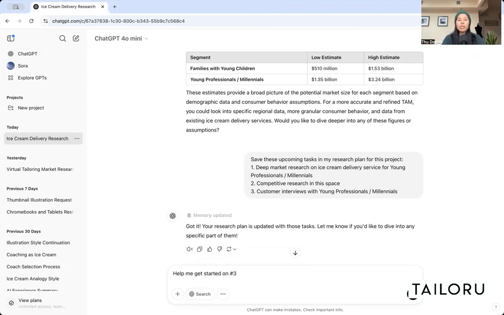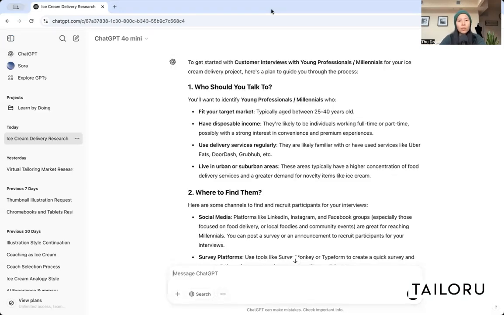So that is the beauty of saving the tasks in the order that we did, because we can refer back to it specifically. Who should I talk to? Where do I find them? And what questions should I ask? So here we go.